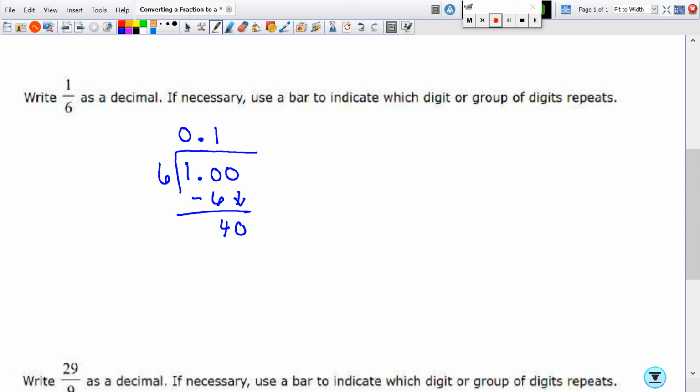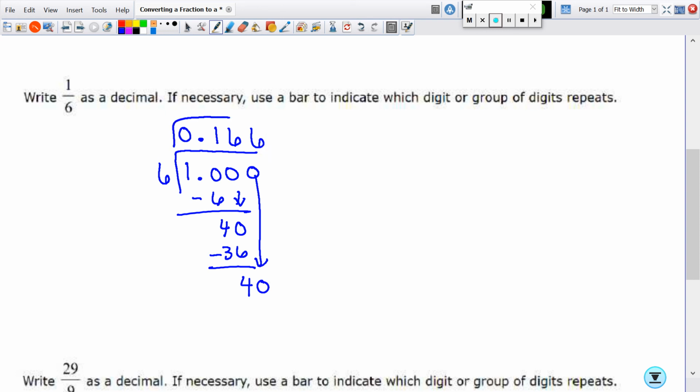Bring down a 0. 6 goes into 40 6 times. 6 times 6 is 36. Subtract. 40 take away 36 is 4. Bring down a 0. You have to add 1 to bring it down. Okay, 6 goes into 40 6 times. We've started to repeat, we can stop.